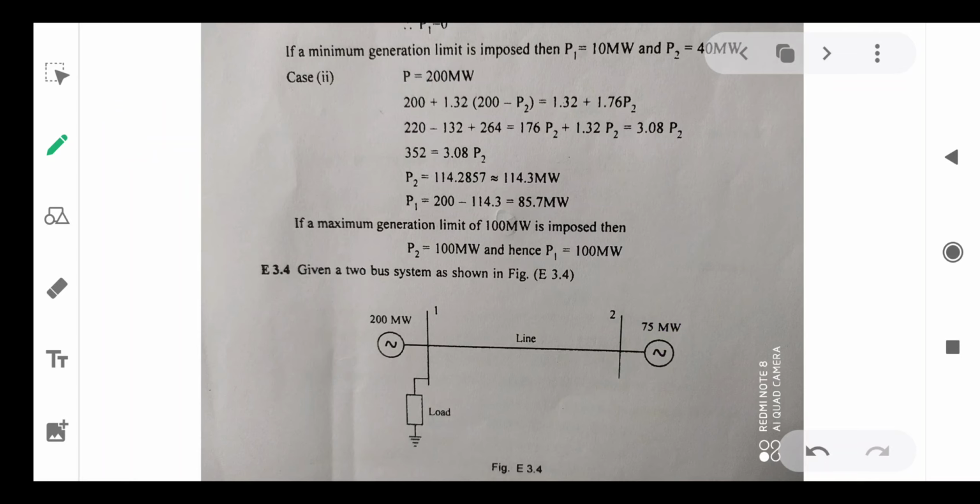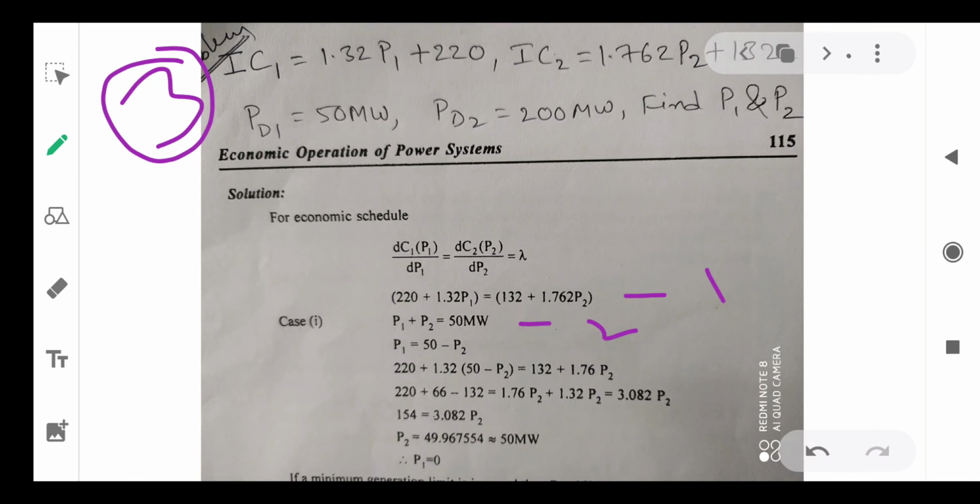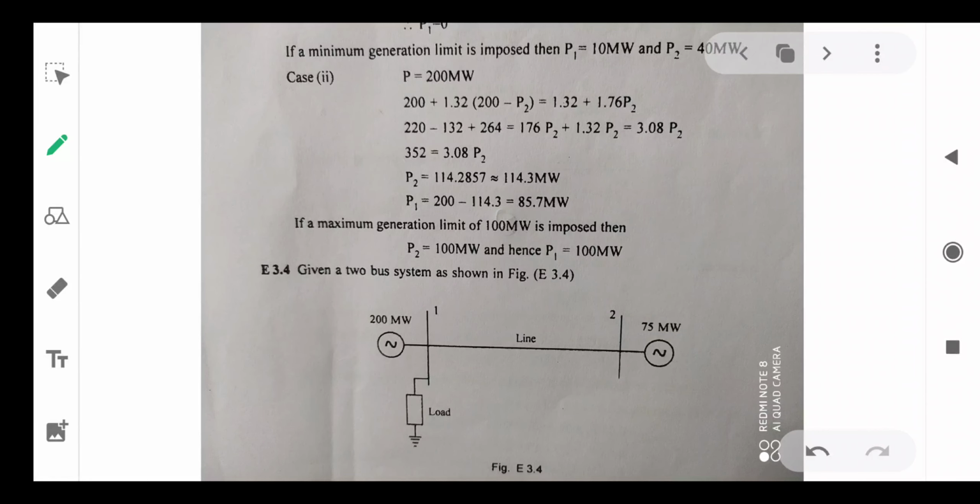Similarly, second case, so if you want to generate the power, P1 should not be equal to 0. Therefore, let us take P1 is equal to 10 megawatts and P2 is equal to 40 megawatts. You can also do that if you want to start the generator, first generator.